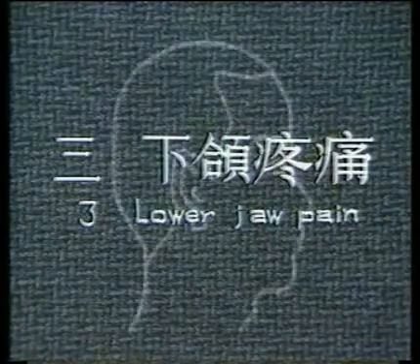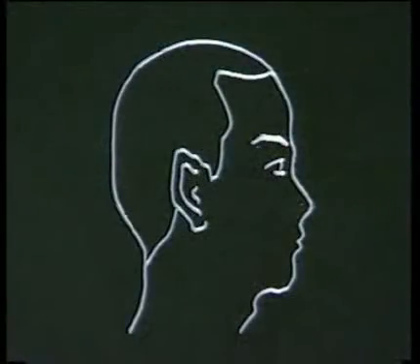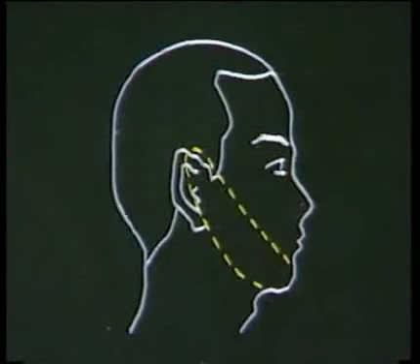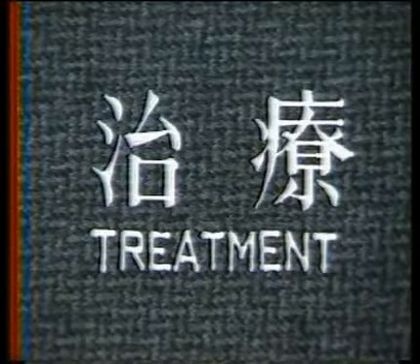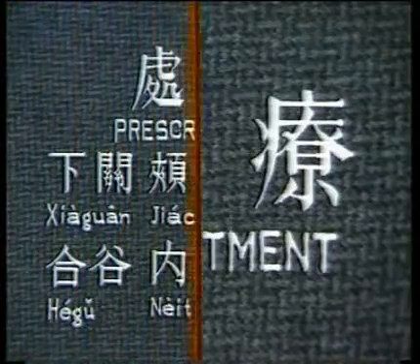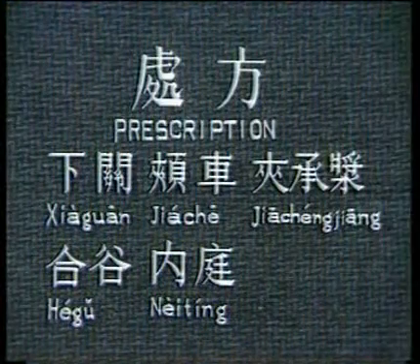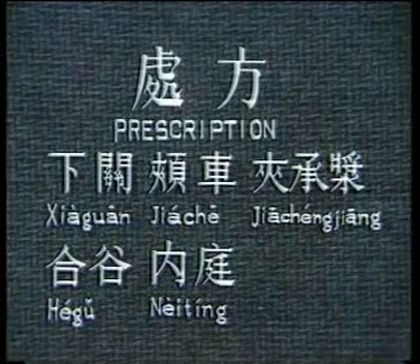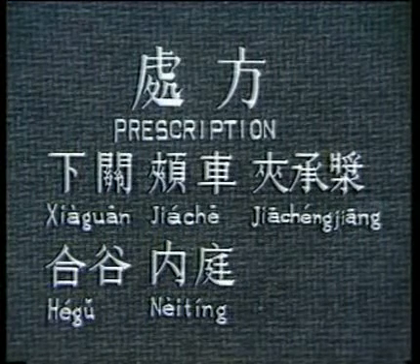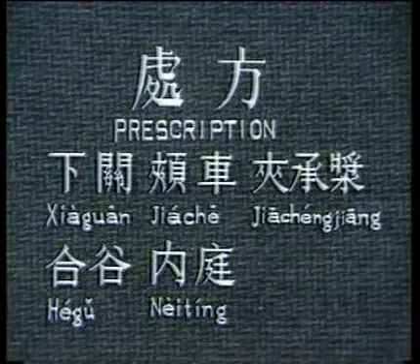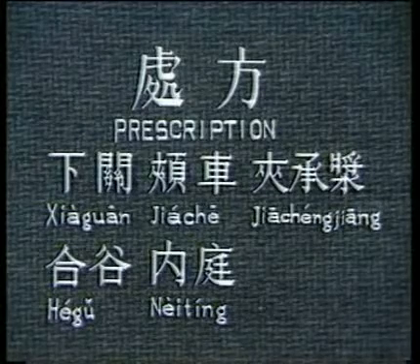Lower jaw pain is a severe and paroxysmal pain of the mandibular nerve, the third branch of the trigeminal nerve. For treatment, points Xia Guan, stomach 7, Jia Che, stomach 6, Jia Cheng Jiang, extra point, Hegu, large intestine 4, and Neiting, stomach 44, on the affected side, are needled with a twirling and reducing method to dispel wind and heat and to regulate the meridian.